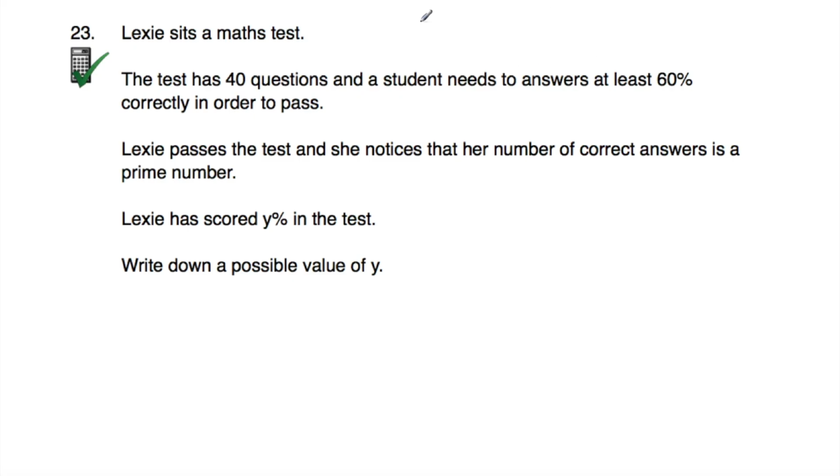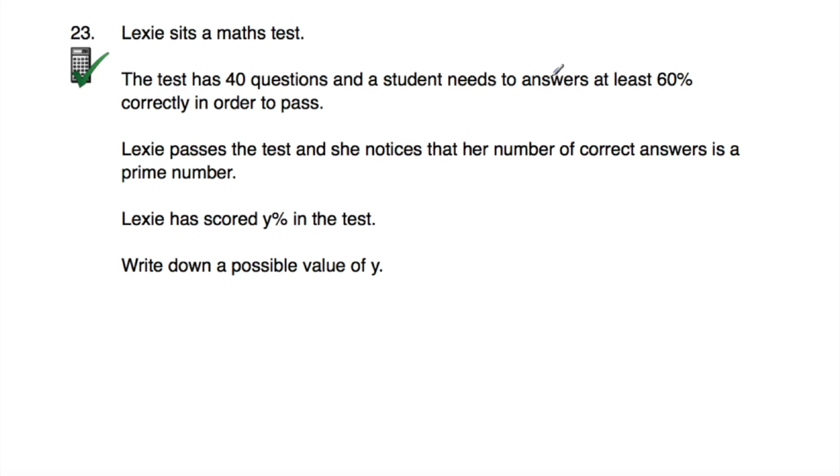So they need to score at least 60%. And the question says, Lexi passes the test, so that means she's scored at least 60%, and she noticed that the number of correct answers is a prime number, so she scored a prime number correct. And then it says that Lexi scored Y percentage in the test. Write down a possible value of Y.